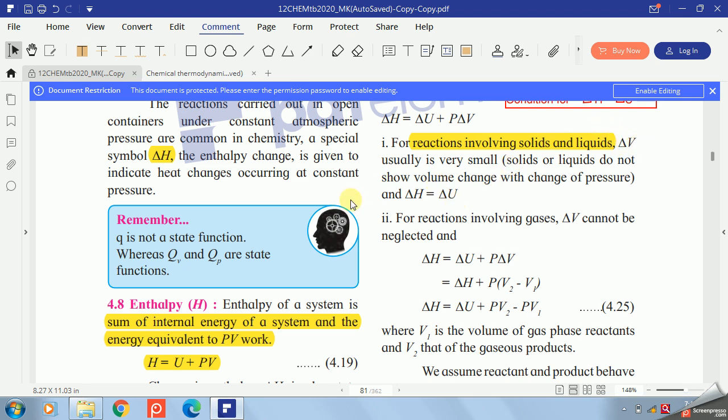So delta V is very small, so P delta V is very small, so delta H is equal to delta U. This is the first condition. Then for reactions involving gases, delta V cannot be neglected. In the previous case we neglected it because the reactions contained solids and liquids as reactants or products. If they are gases, then delta H is equal to delta U plus P delta V.